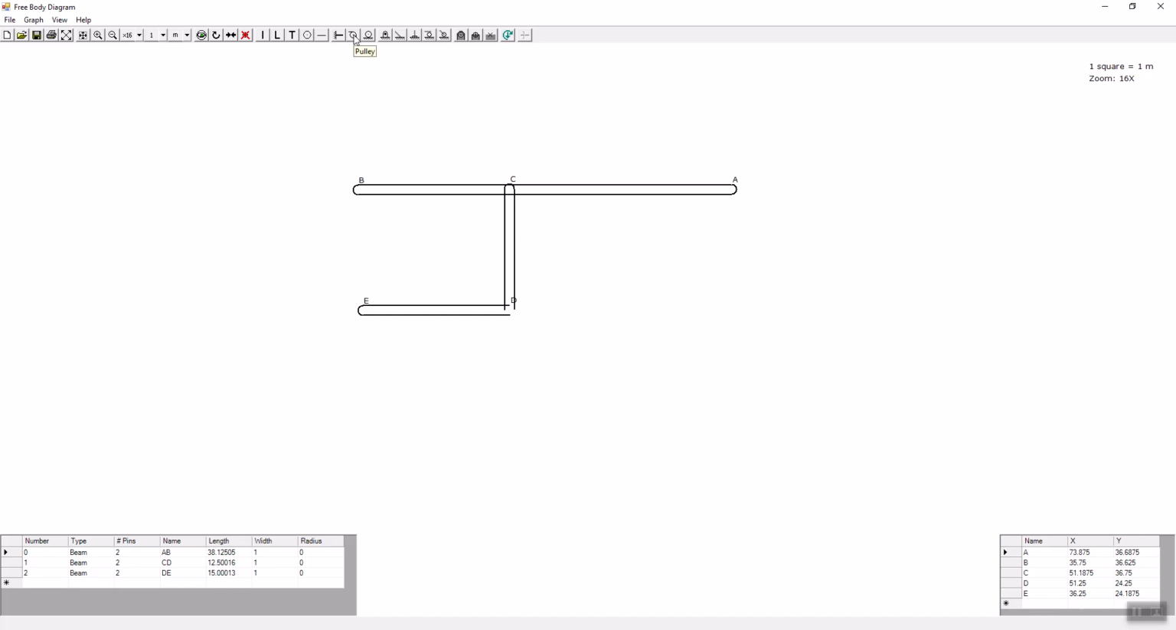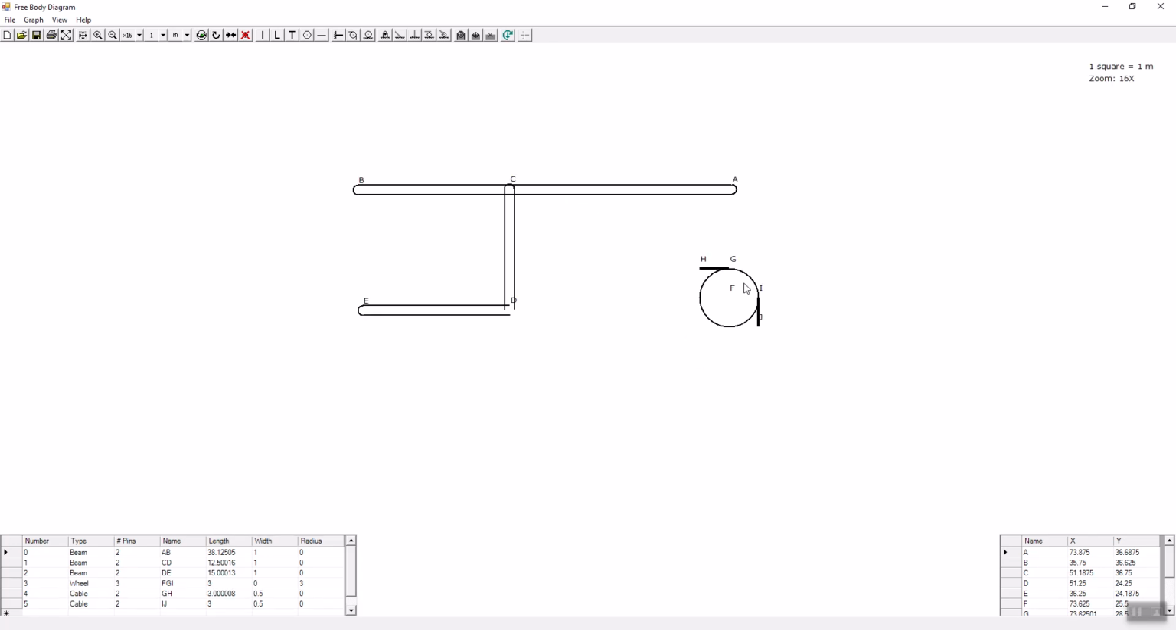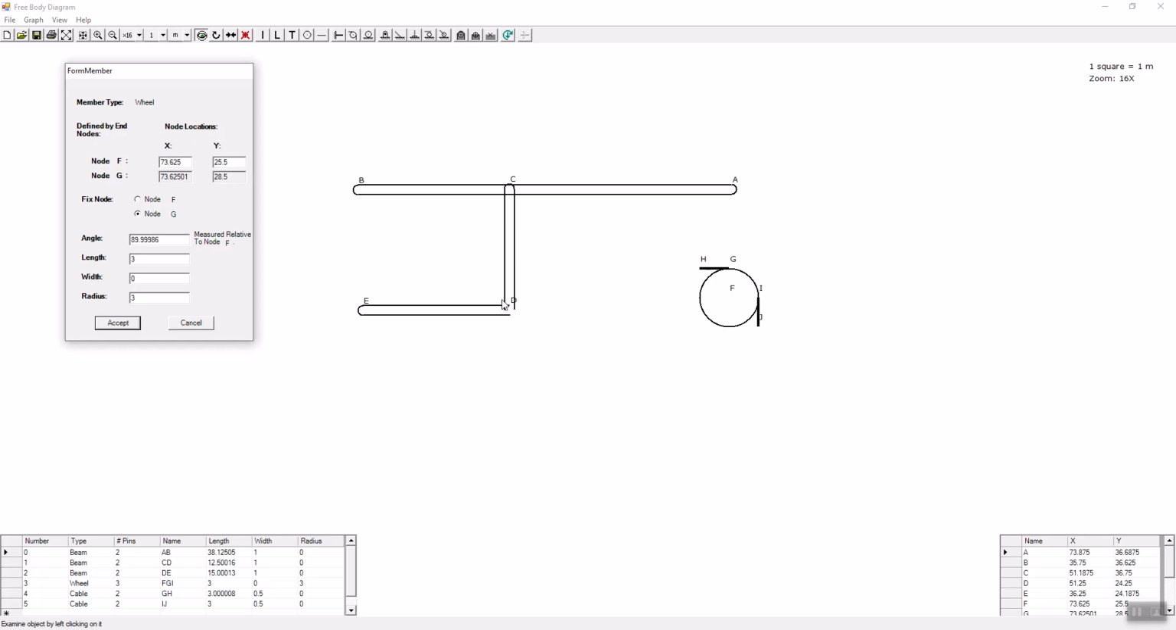So we click on the pulley, bring it here. This pulley is too big, so we want to change its size. And so we click on the Examine Object button, click on the pulley and change its radius from 3 to 2 and accept.